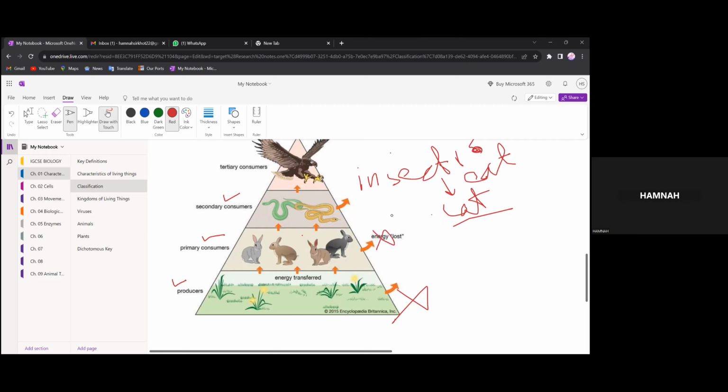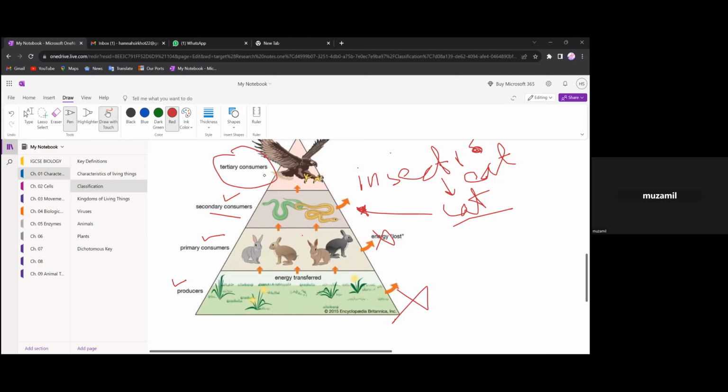Does a cat eat other animals? If a cat eats animals, then the cat is a secondary consumer, right? So when we say the cat is a secondary consumer, what would these insects be? These insects would be higher, because they are eating a cat. So these insects would be tertiary consumers, right?